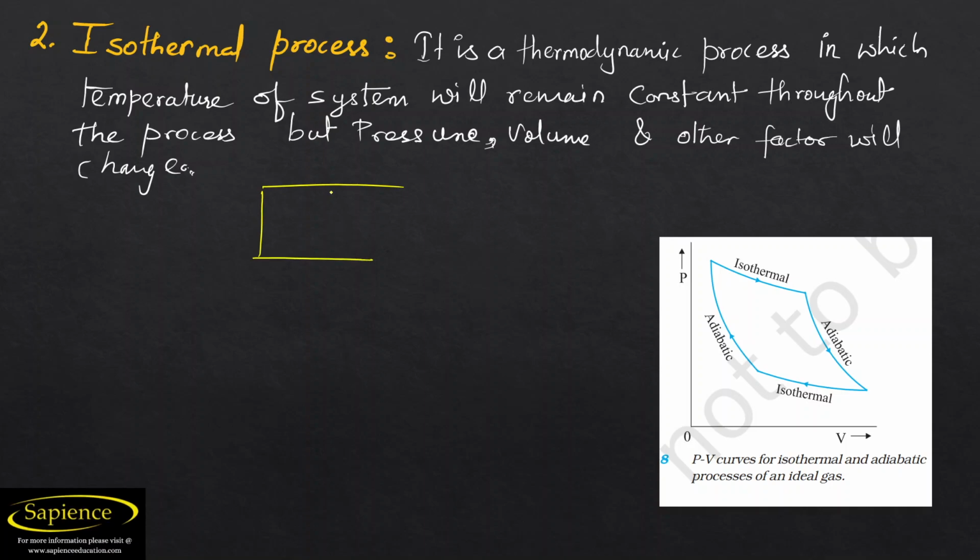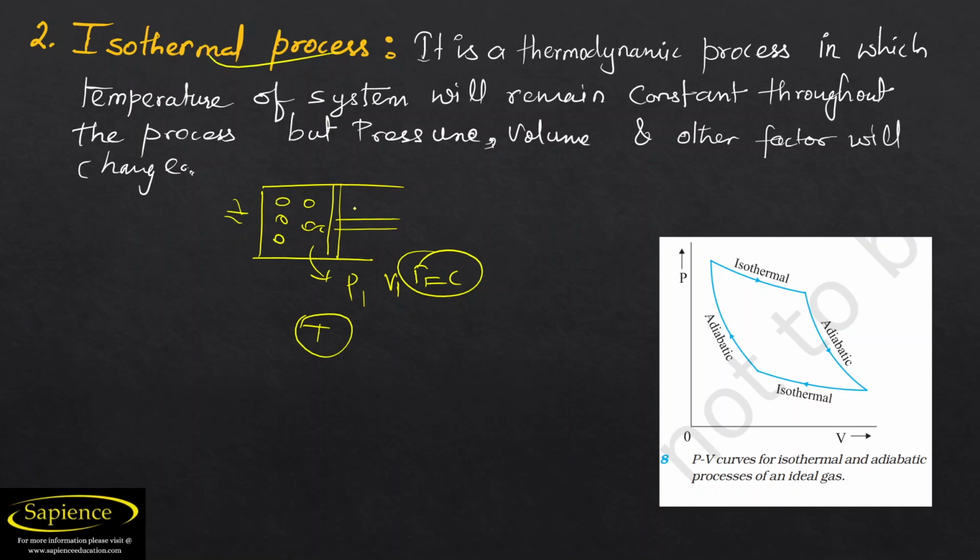So let us consider there is a piston cylinder and there is a gas. If we apply heat, so what happens? Pressure may change, volume may change, but temperature will remain constant. Whenever temperature remains constant, then this process is known as an isothermal process. Iso means constant, and thermal means temperature. So this is an isothermal process.